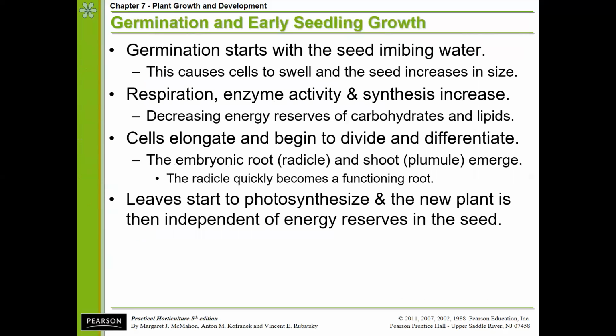A little bit here about the process. Germination begins with the seed imbibing water, which causes the cells to swell. The seeds increase a little bit in size as they go from a dry seed to taking up water. Then there's a little bit of respiration and enzyme activity, taking those energy reserves and converting them into usable plant energy. Then the root and shoot appear, and finally photosynthetic leaves appear, and the new plant is able to produce its own energy.